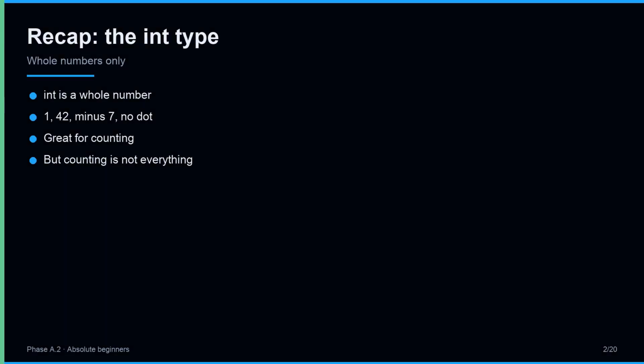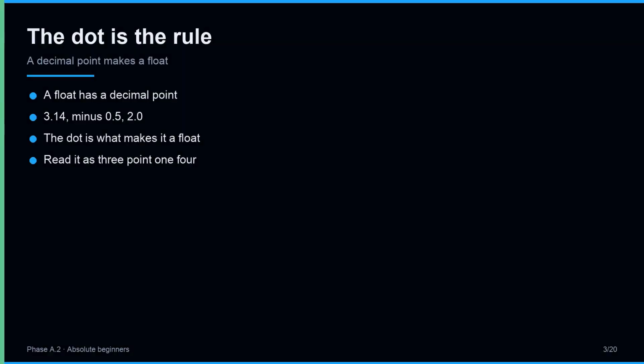The int type holds whole numbers, things like 1, 42, or -7. There is no dot, no fractional part. Integers are perfect for counting discrete things, people, apples, attempts. But the world is not only made of countable things. Some quantities live between the whole numbers, and that is where the int type runs out of room. We need a type that can hold a piece of something. Whole numbers only.